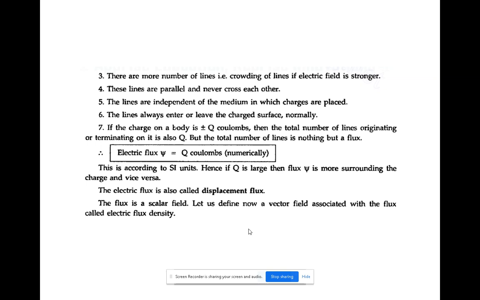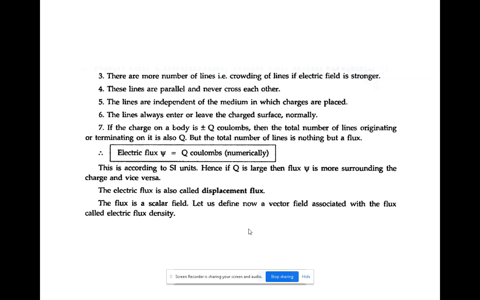Third property: there are more lines, that is, crowding of lines, if the electric field is stronger. If there is a strong electric field, the number of lines will be heavy, crowded. And the fourth property: these lines are parallel and never cross each other. So parallel lines of flux will be available, but they will not cross each other.